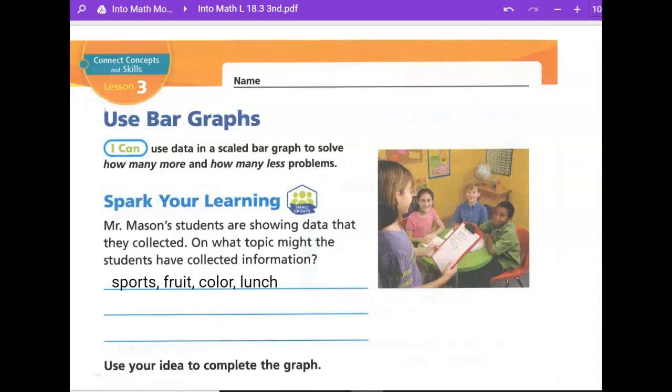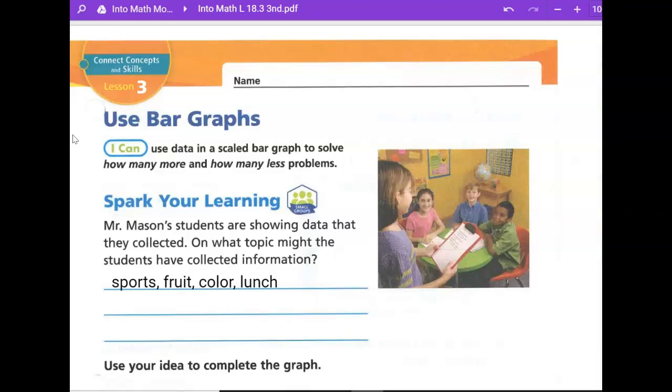Today we're looking at Math Lesson 18.3, use bar graphs. Our I can statement says I can use data in a scaled bar graph to solve how many more or how many less problems. Mr. Mason's students are showing data that they collected. On what topic might the students have collected information?